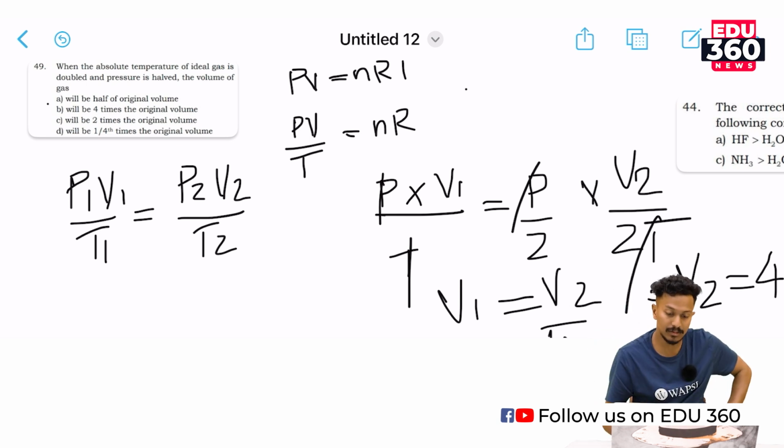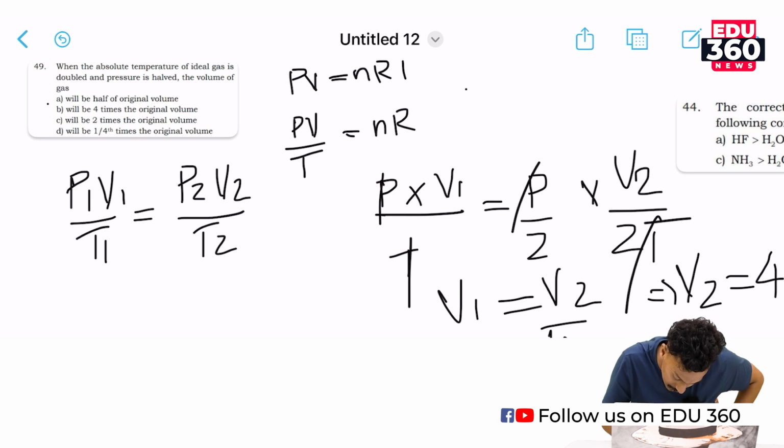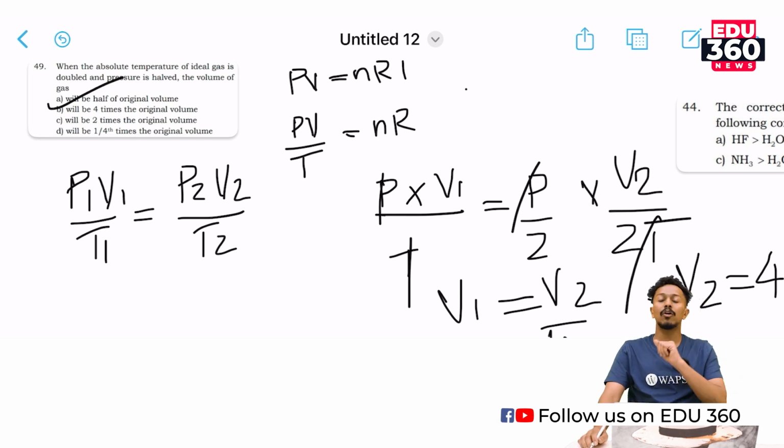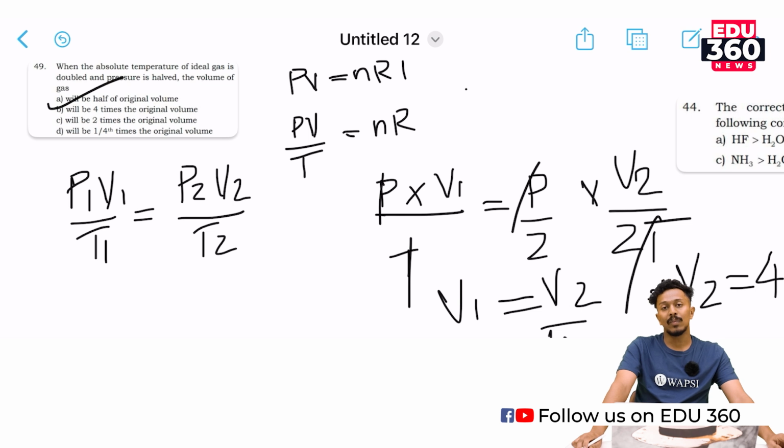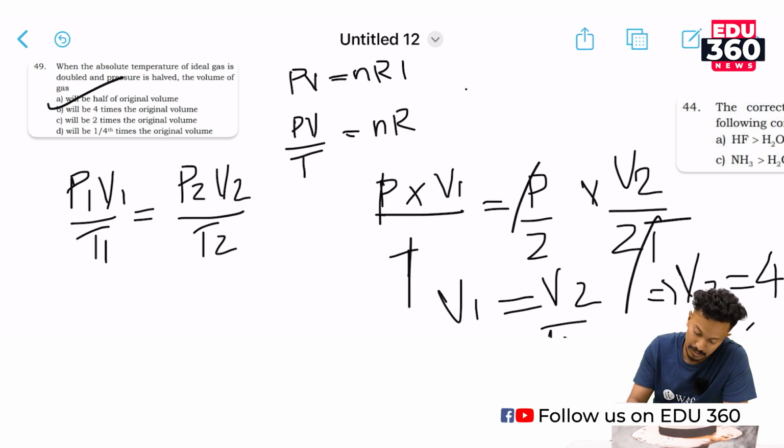Question 49 is option number B, where we have found that the final volume is 4 times the initial volume. Okay, moving on to the next question.